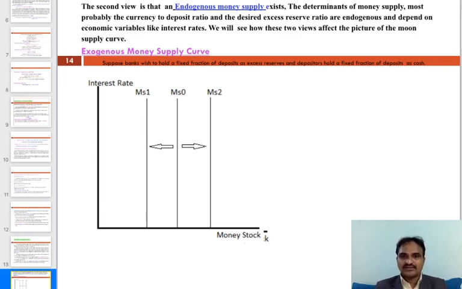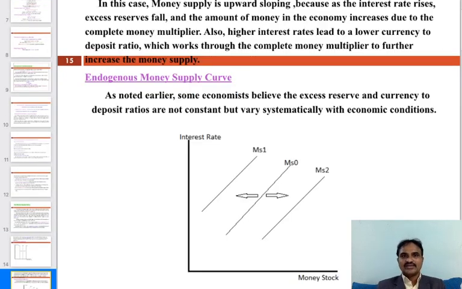When the curve shifts from MS0 to MS1 because the monetary base is declining and the currency deposit ratio and required reserve ratio are increasing, the supply curve will shift leftward. If other factors such as the deposit ratio are constant and only the interest rate changes, you can call it the exogenous money supply curve. In this case money supply is upward sloping, because as the interest rate rises, excess reserves fall and the amount of money in the economy increases through the money multiplier. Also, a higher interest rate leads to a lower currency to deposit ratio, which works through the money multiplier to further increase the money supply.